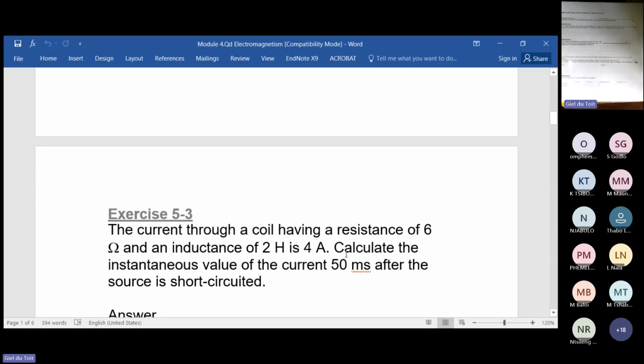So here we've got another one. The current through a coil that has a resistance of 6 ohm, an inductance of 2 Henry, and the current is 4 ampere. What is the instantaneous value of the current after the source is short circuited? In other words, what does that mean? We are discharging it. Do you agree? Yes. So we're starting at a 4 ampere current at that moment, and we're short circuiting. So what is the current 50 milliseconds after it was short circuited?